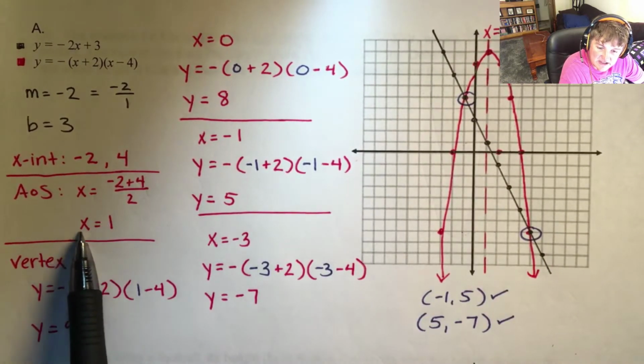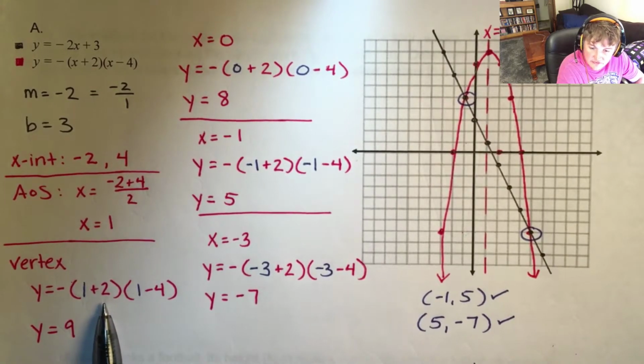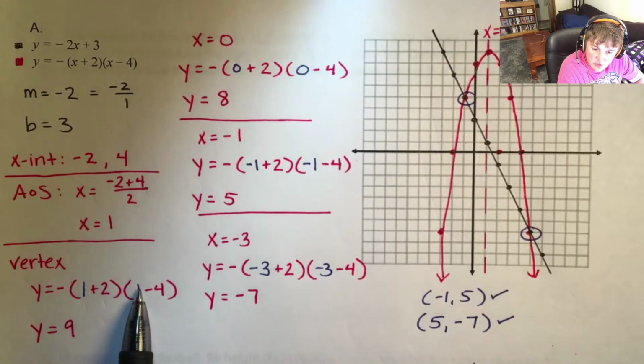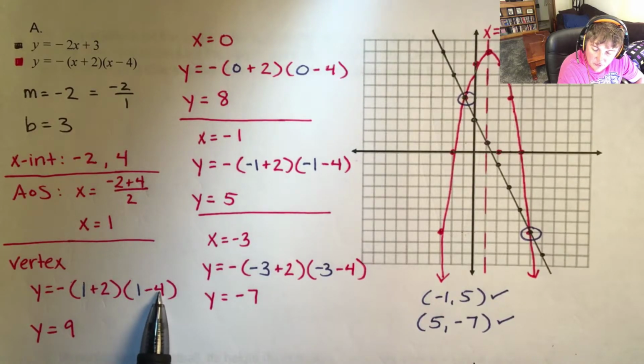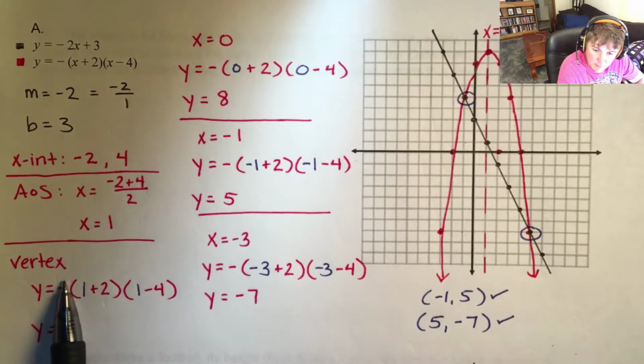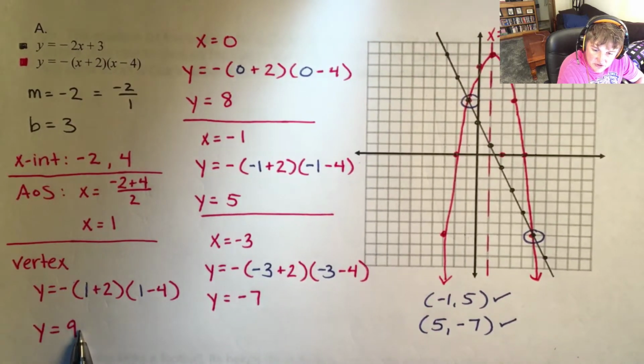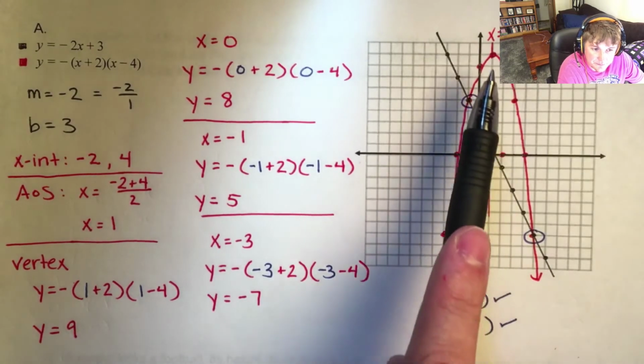Once I have my axis of symmetry number, I plug it into the function for the x value. So I replace all x's with 1s. Okay, so 1 + 2 is 3. 1 - 4 is -3, so 3 times -3 is -9. But we have to take the opposite of it here, so the opposite of -9 is 9.